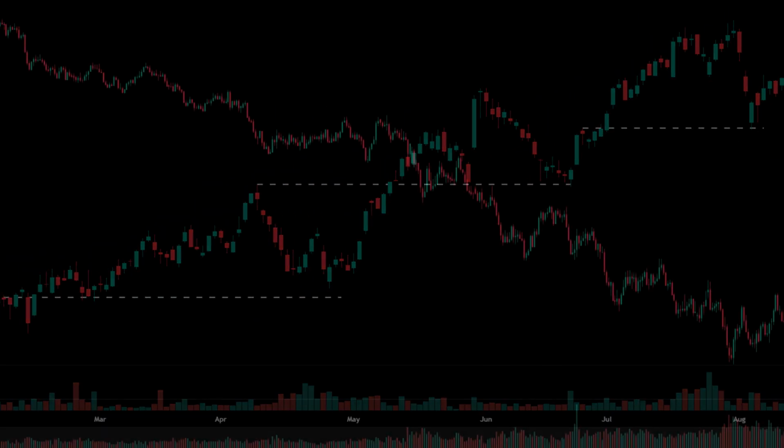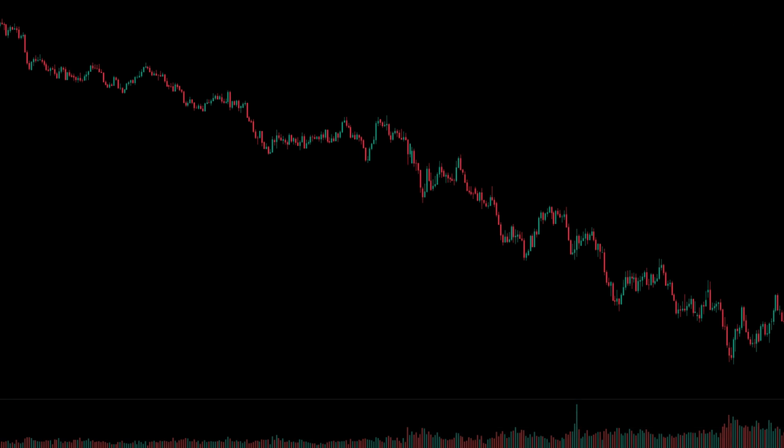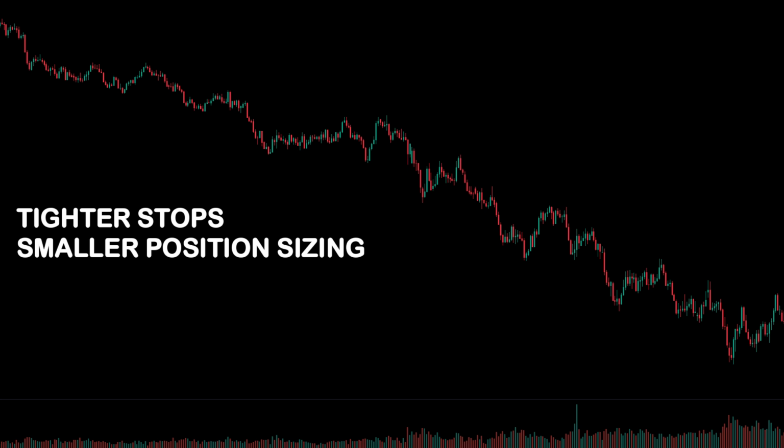For bear markets, focus on short positions. Easiest way to do that is to go into option strategies, buying puts. Look for tighter stop losses. Look for smaller position sizing and quick profit taking.